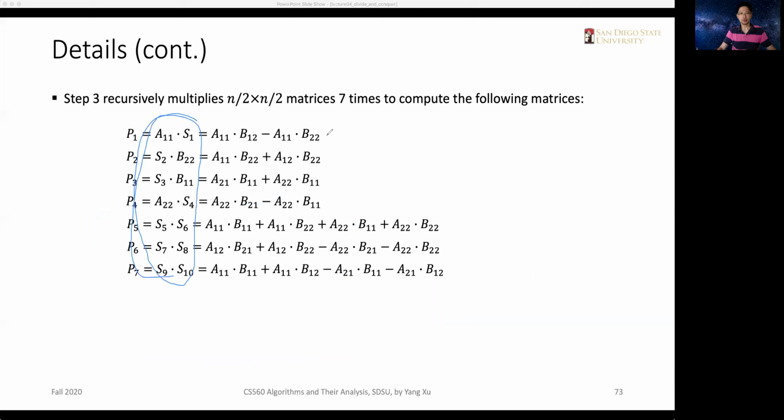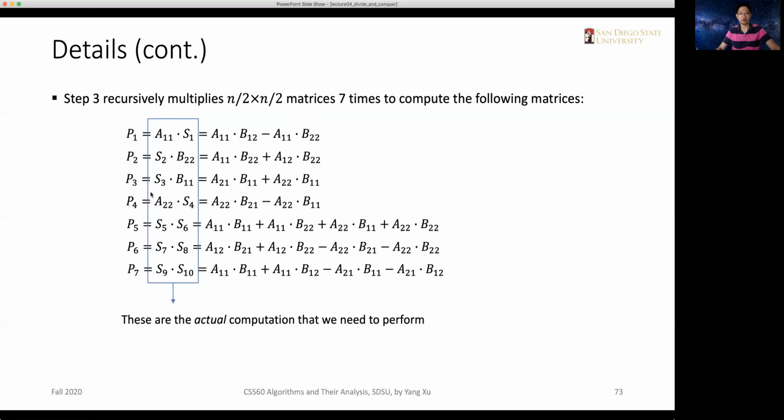We are not computing these forms directly, because the S's are already computed in the previous step. Here these are just the explanations of what S is. That's P1 to P7.